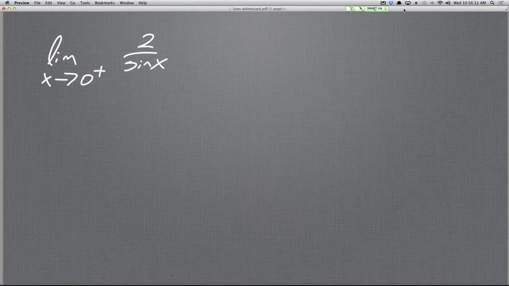Limit as x approaches 0 from the right of 2 over sine of x. What happens when I plug in 0? You get 2 over 0, which means I'm dealing with an asymptote. So think of a number just to the right of 0. What quadrant does that put me in? First quadrant, and sine in the first quadrant is positive. So positive on the bottom with 2 means this is going to positive infinity. So let's check that.